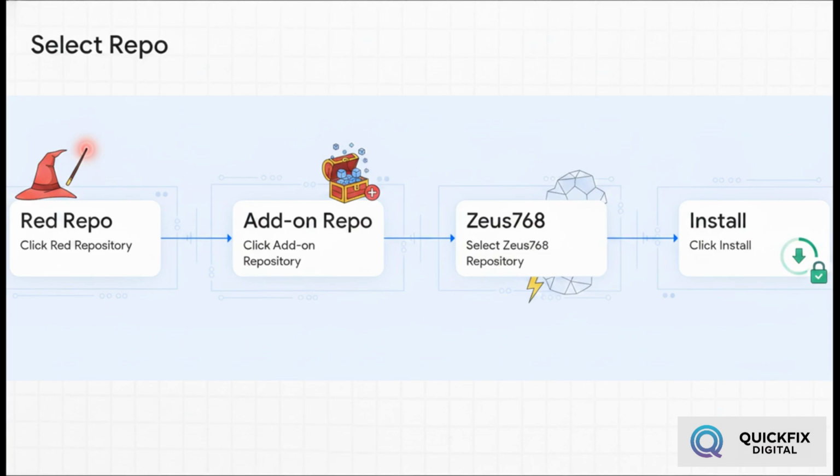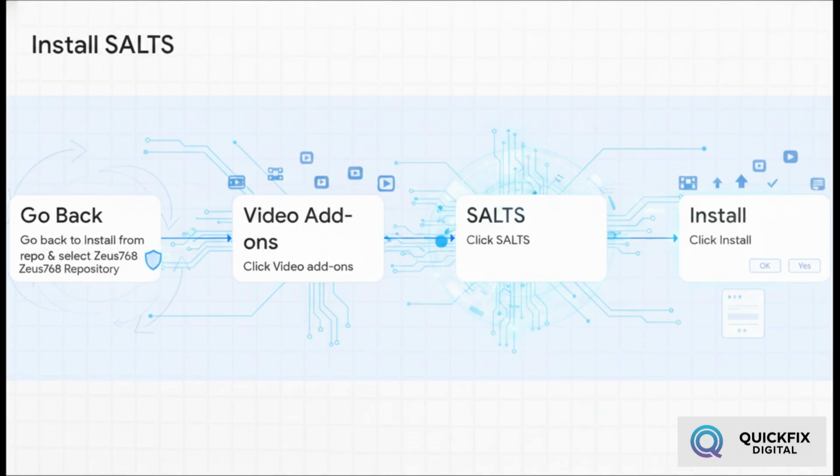And for the final sequence, jump back one level to Install from Repository and open your newly installed Zeus 768. Navigate down to Video Add-ons, locate SALTS, and click Install. You'll see a few final confirmation pop-ups appear, and boom, that is it. The software is successfully locked into your system, showing exactly how SALTS installation works effectively.